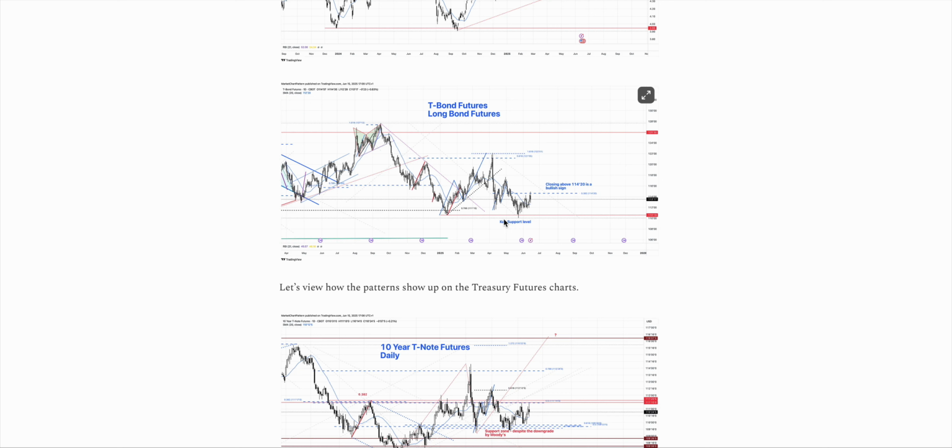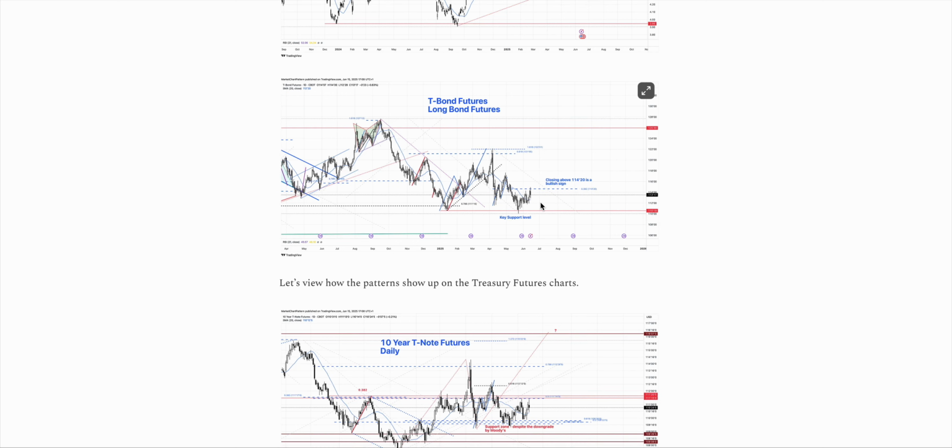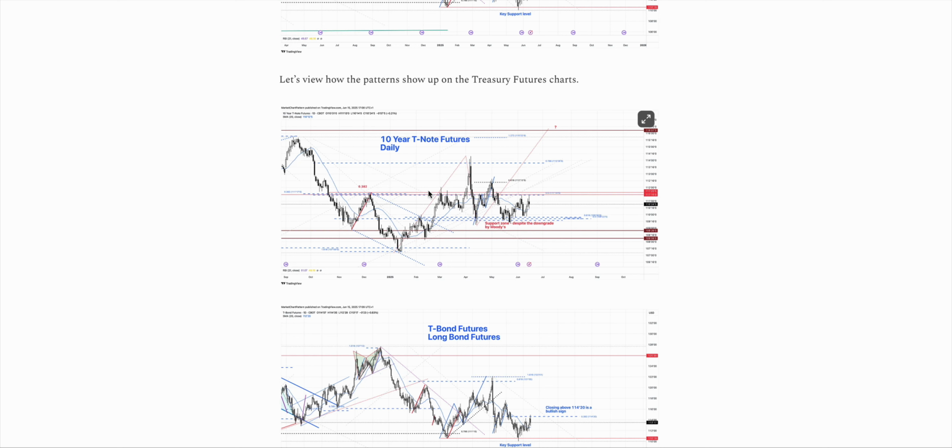we can see that we had key support coming on the long bond futures. It's rallied right to the 38.2% retracement of this high to this low, and then what it is doing right now is essentially just found resistance and moving sideways. Then on the 10-year, I found good support right from here.